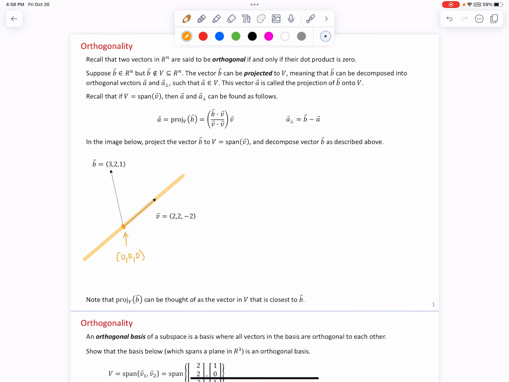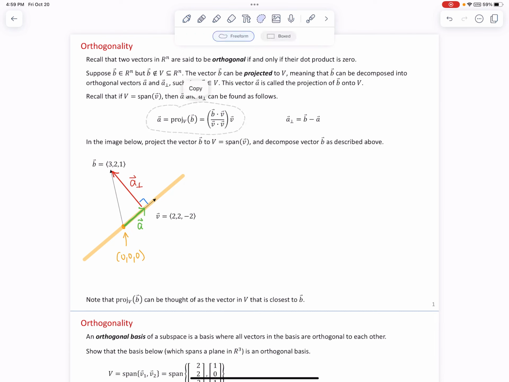So we're going to decompose vector b into two vectors a and a perpendicular, where a is in this vector space. So imagine drawing a right triangle, where a is this green vector, and a perpendicular is this red vector. And we have that they are perpendicular, or we can just say orthogonal.